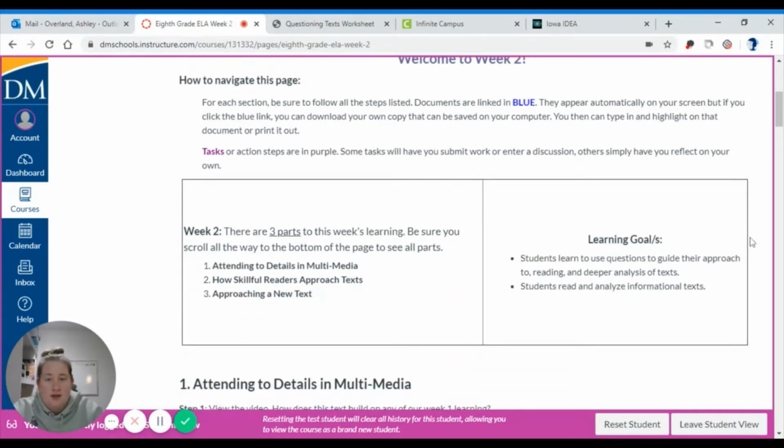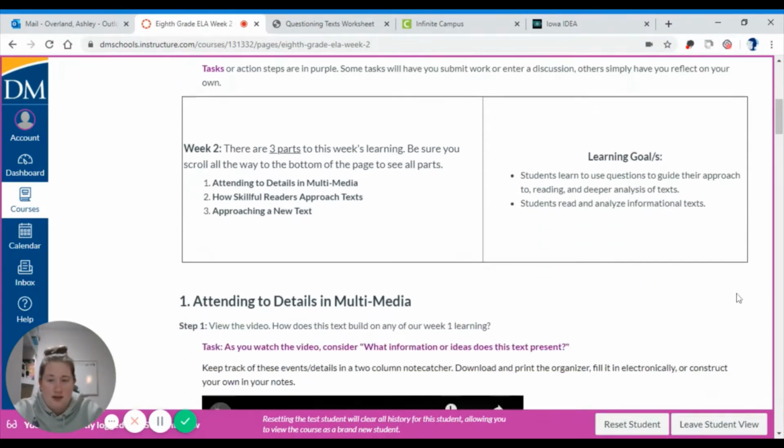So this week there are 3 parts. Part one is attending to details in multimedia, part 2 is how skillful readers approach text, and part 3 is approaching a new text. Our learning goals are that students learn to use questions to guide their approach to reading and deeper analysis of text. Students read and analyze informational text.